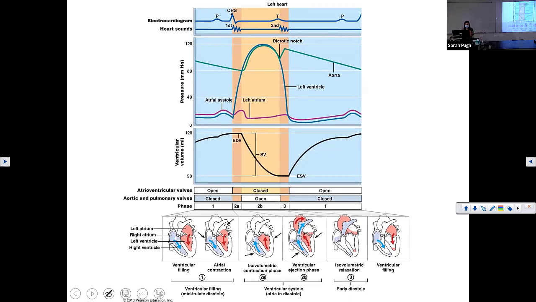Again, down here at the bottom, this is blood flow through the cardiac cycle. This is volume of blood in the ventricle. This is the pressure in different areas. And at the top is the EKG. So we're taking all the things we've talked about and putting it all together.